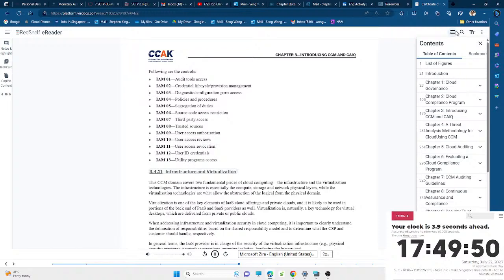3.4.11 Infrastructure and Virtualization. This CCM domain covers two fundamental pieces of cloud computing: the infrastructure and the virtualization technologies.